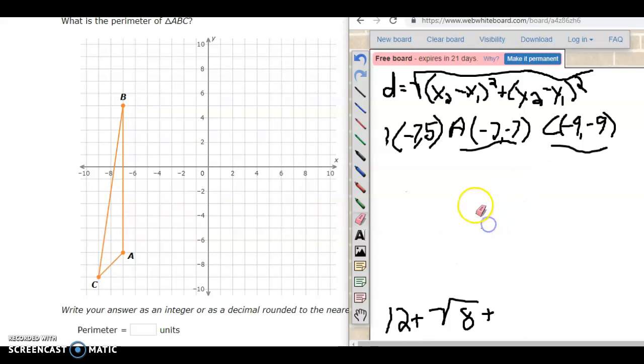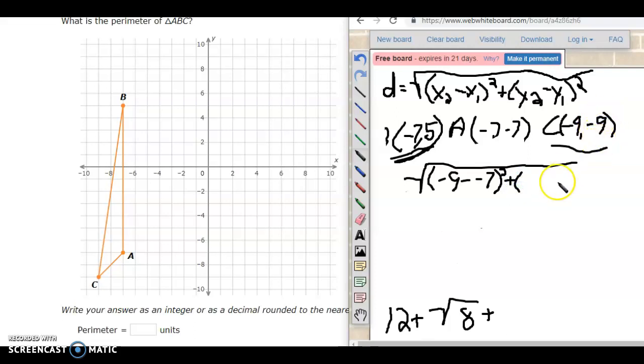I also need the distance from C to B. So now, I no longer need this one. I need C to B. So again, square root. I'm going to make this my first coordinate, and this is going to be my second coordinate. So I have -9 minus -7 squared plus -9 minus 5 squared.